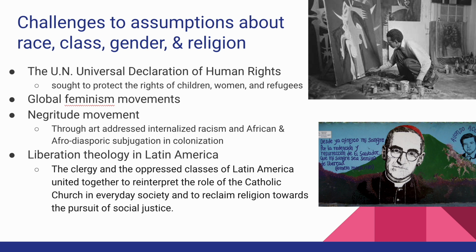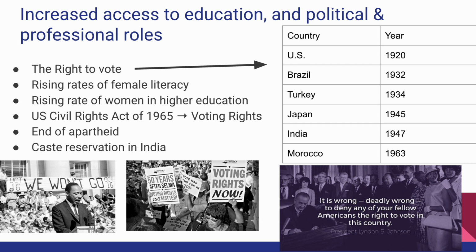So in other words, taking religion away from the incorrect use of religion, and instead making it more accessible and an avenue to those in the lower class. On the right is an image of a mural that somebody painted as part of this movement. There is an increased access to education and political and professional roles. For example, looking at the right to vote.